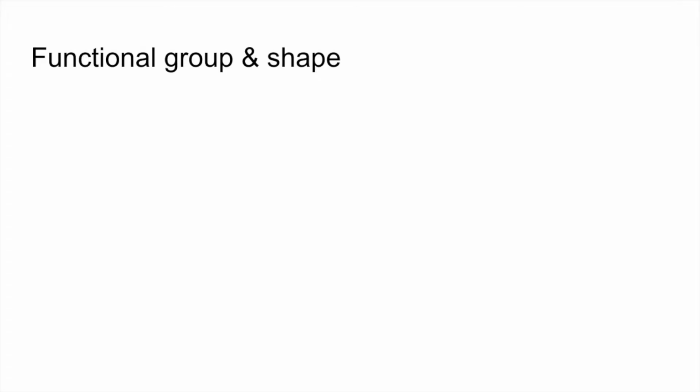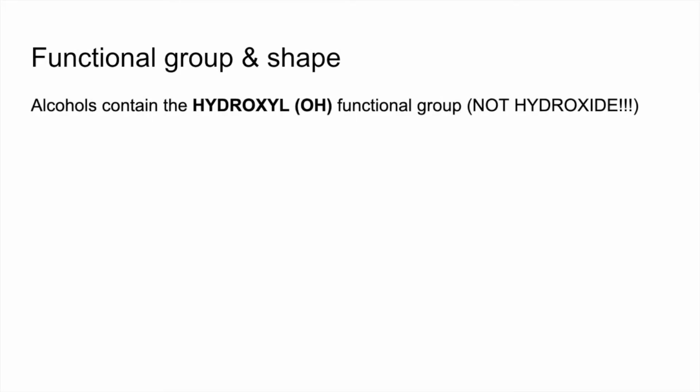So we'll start with functional group and shape. Alcohols contain the hydroxyl or OH functional group. That's not a hydroxide, that's a common mistake that I see. Shapes and angles in alcohols.